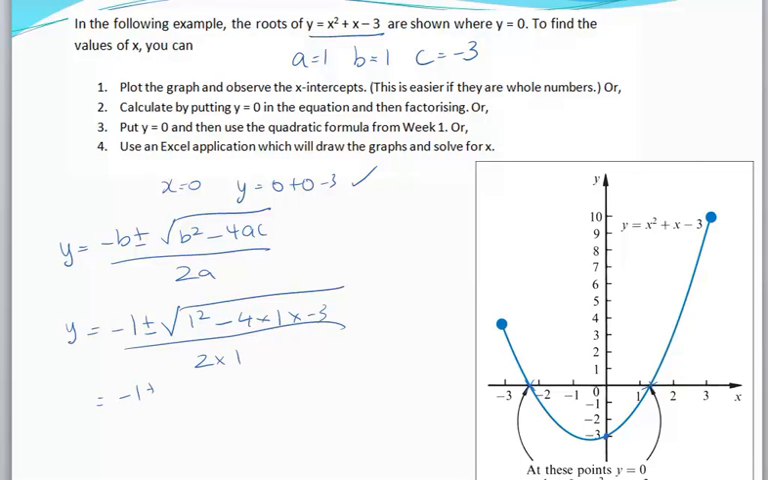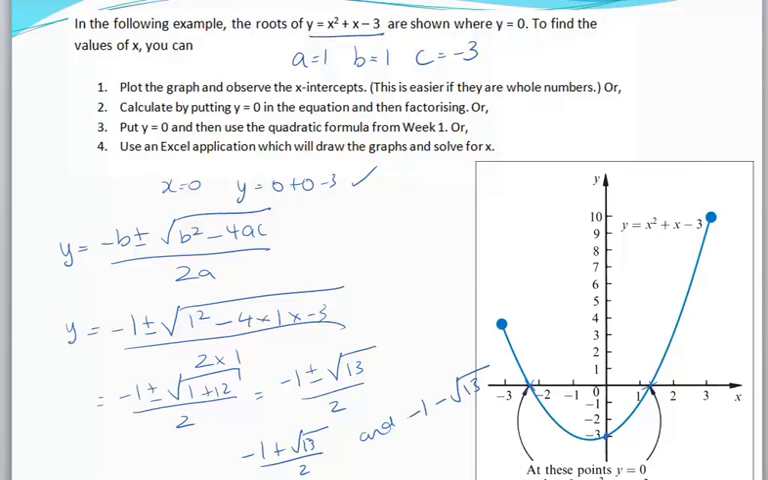So minus 1 plus or minus, 1 squared is 1. Minus 4 times 1 is minus 4, times minus 3 becomes plus 12, divided by 2. So here we get minus 1 plus or minus the square root of 13 divided by 2. So our two options are minus 1 plus the square root of 13 on 2, and minus 1 minus the square root of 13 on 2. We put these into our calculator and we should end up with these points that we have here.